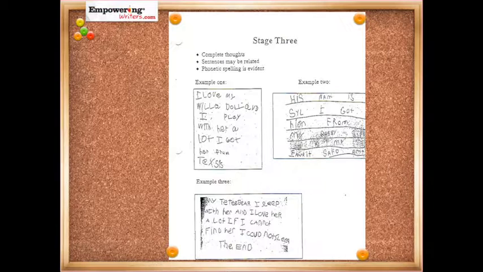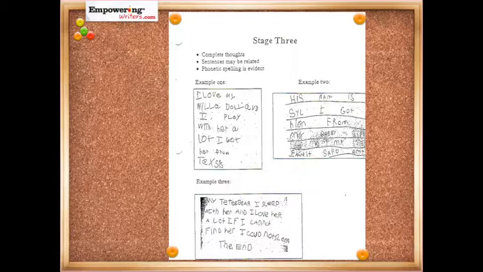Example number 2. "His name is Syl. I got him from my babysitter. He is my favorite stuffed animal." And then example number 3. "My teddy bear. I love her and I love her a lot. If I cannot find her, I could not sleep." The end. So stage number 3, we're starting to see some emerging writers here.